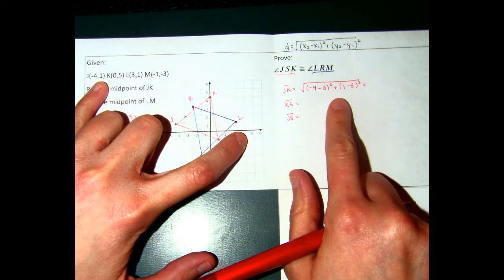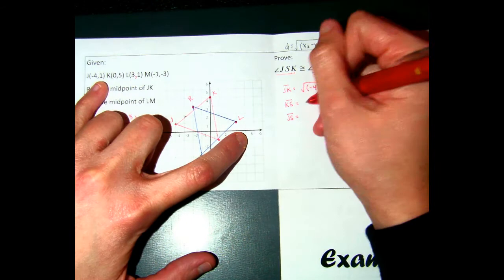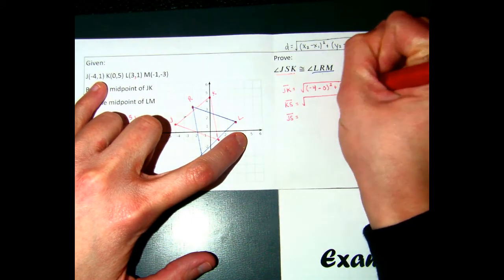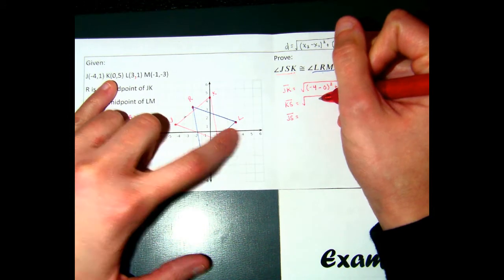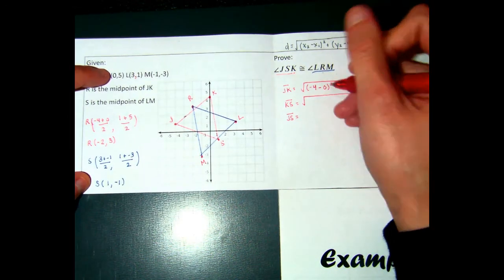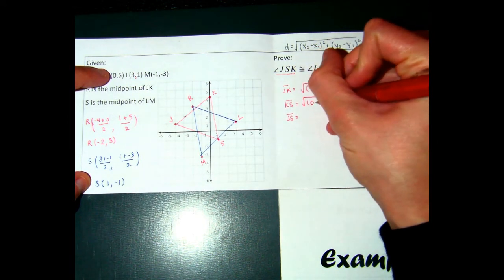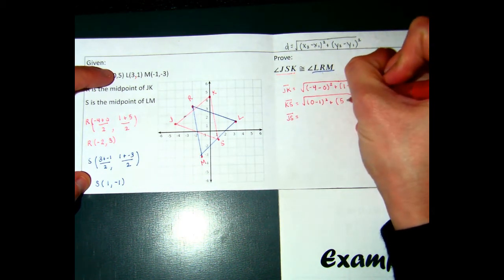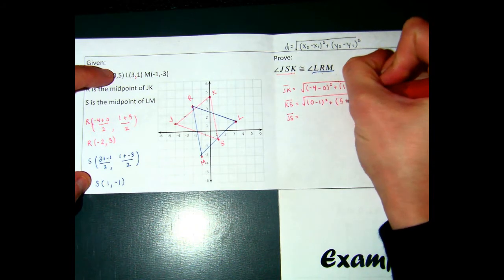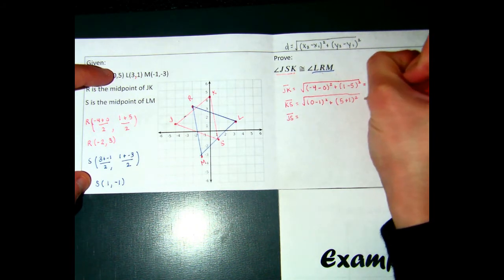And I'm going to come back and find that in just a minute. I'll plug in. I'm going to use the calculator for that and plug it straight in, actually. All right, KS. I'm just going to go ahead and set them all up. Here's K, and here is S. So 0 minus 1 squared plus 5 minus negative 1. Minus a negative is plus 1 squared. Again, I'll come back and find that in a minute.